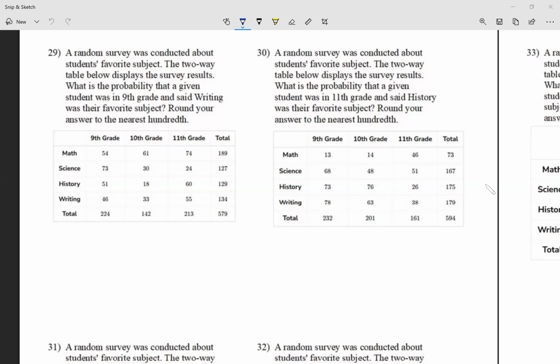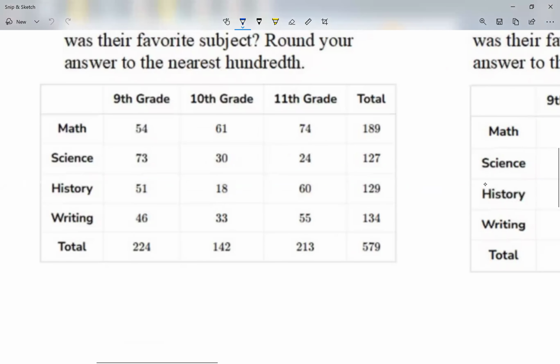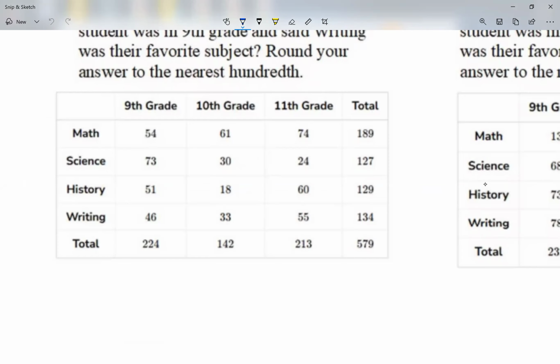We're going to be looking at two-way tables. Let's take a look at the table first. I'll read the question, number 29. So we have some information here. First, we have some subjects: math, science, history, writing. And then we also have some grades: ninth, 10th, 11th grade.